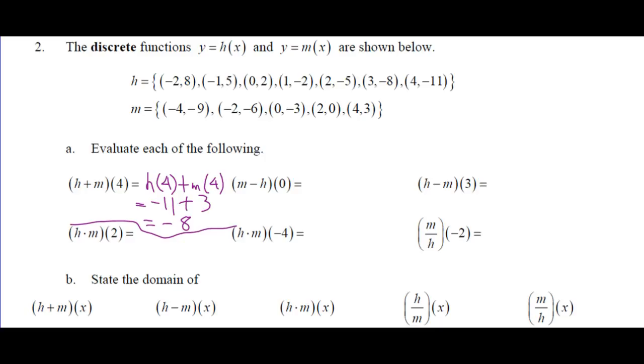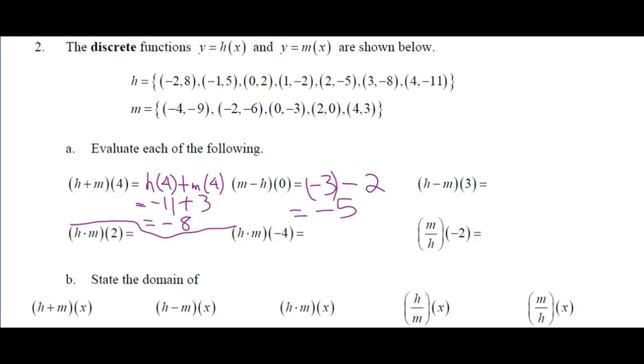So m of 0 means the input, the thing that gets dropped in here, is the x value, the first coordinate of the ordered pair. That's your input. Okay? So m of 0 is -3 minus h of 0. Here we do that expressly. What's h of 0? 2. Negative 3 minus 2 is?